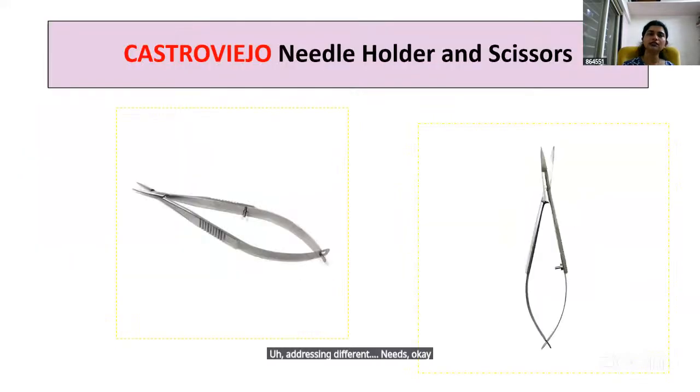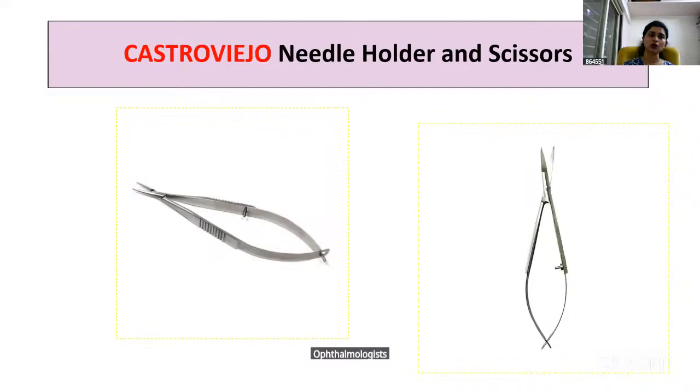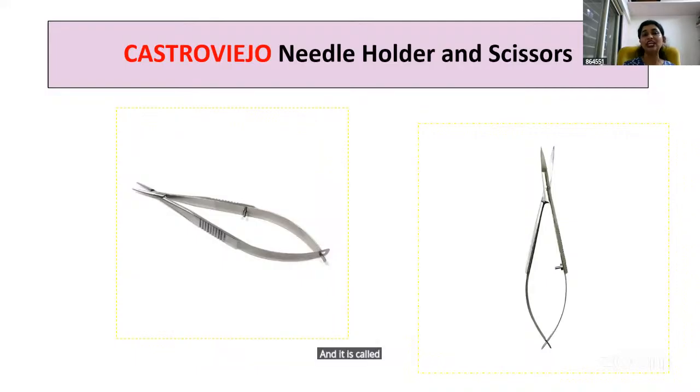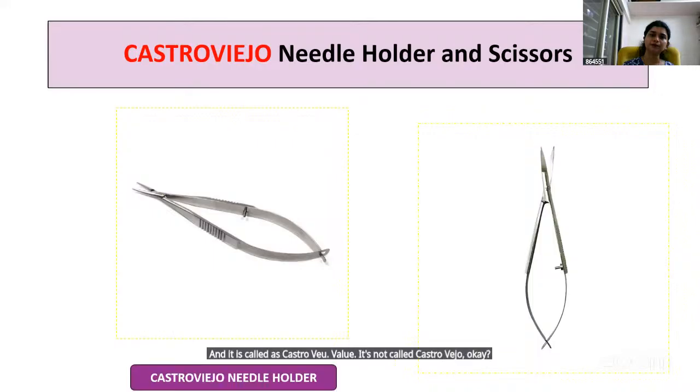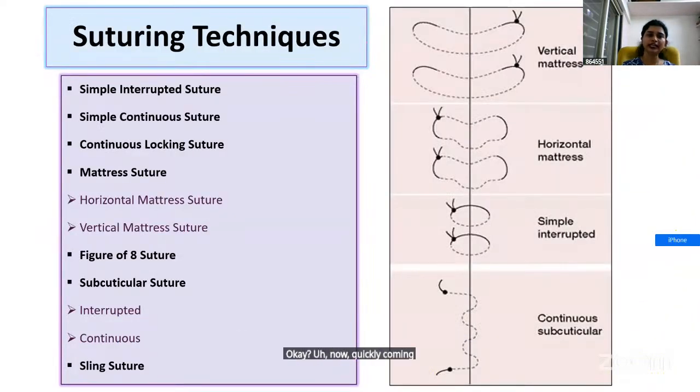Then there is the Castroviejo kind of needle holder and scissors, also available for handling delicate tissues, very commonly used by ophthalmologists and plastic surgeons. Okay? These are a very thin and delicate needle holder and very thin, delicate scissors. It is called Castroviejo, the J is silent. Okay. Now, quickly coming to the suturing techniques, I will be addressing each.